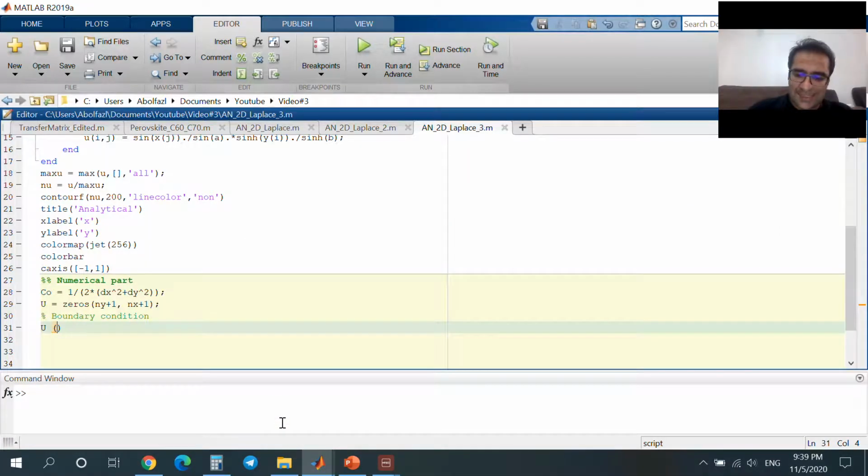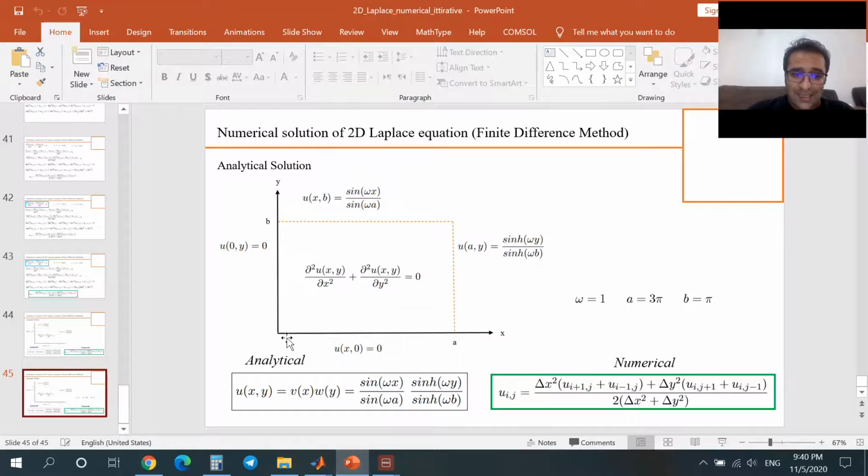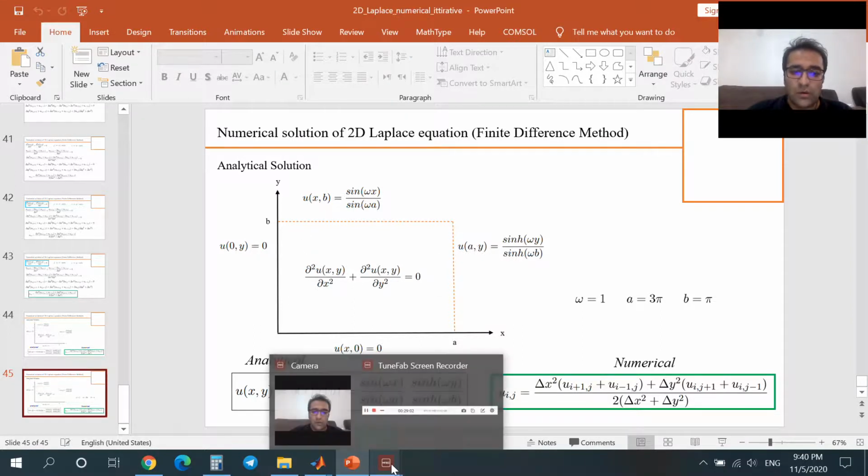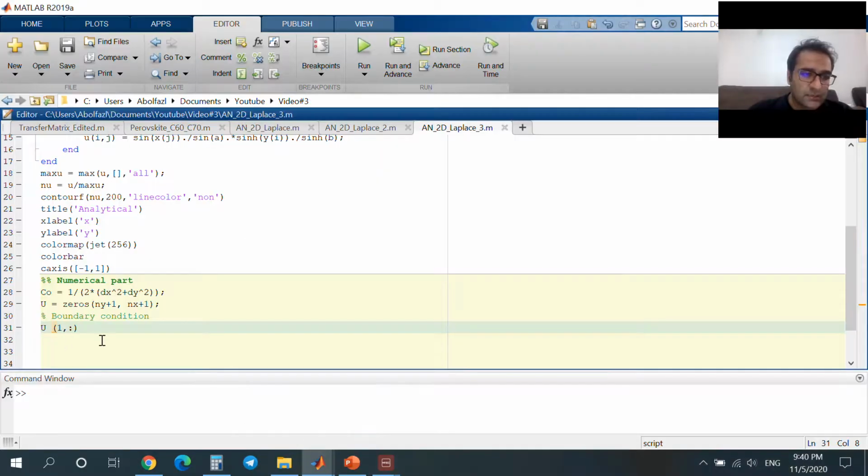So it says that index 1 here represents the 0, because in MATLAB we cannot define a 0 index for a matrix, so index 1 represents the 0. In the first row and all columns, the 0 row and all columns, this is the meaning of this command. It should be equal to 0, right?